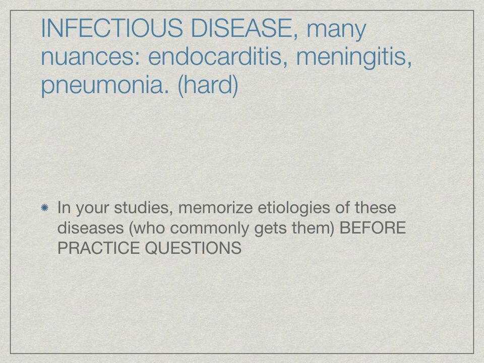Infectious disease. Patient presents with a severe infectious disease. There are many nuances. It's usually pneumonia, meningitis. So in this case, you have to be really advanced in your other studies, in your other systems, to establish those connections in your brain where you're able to put 2 and 2 together in a problem. So in your studies, memorize the etiologies of the diseases, like who gets them, first before you even attempt the practice questions that you do.